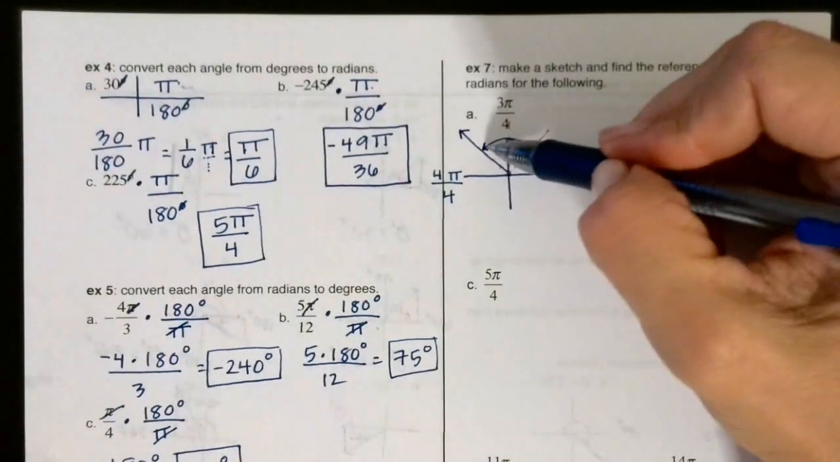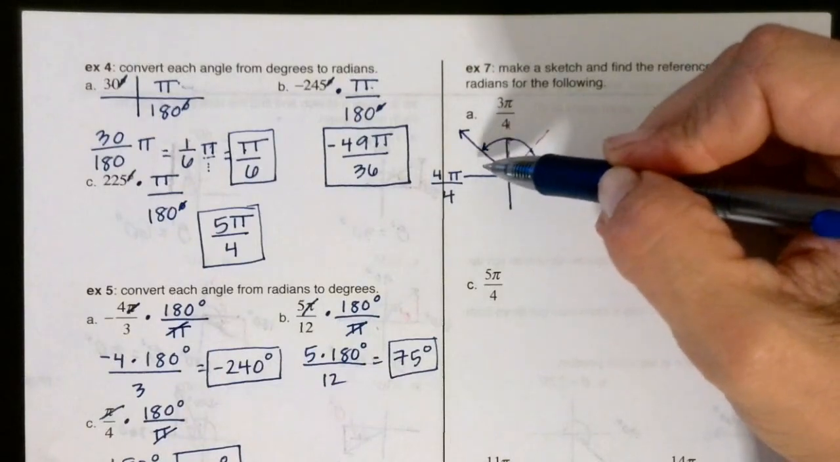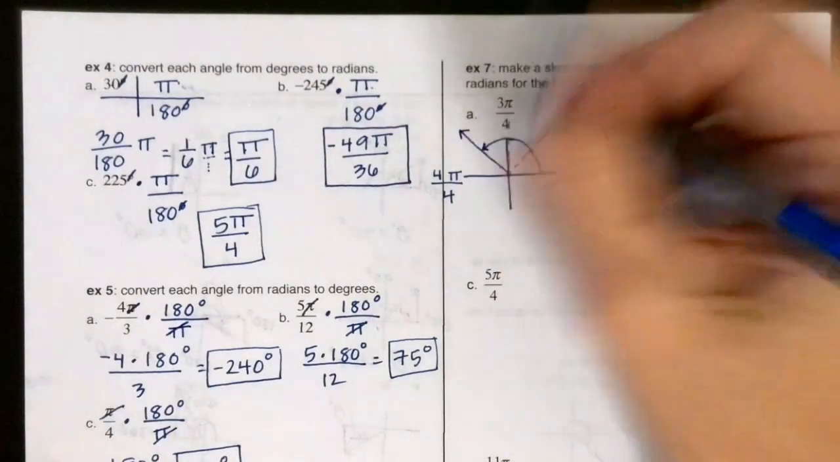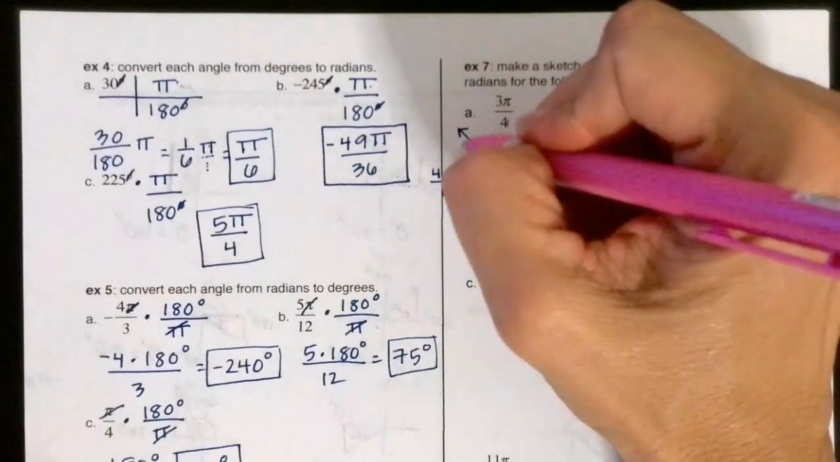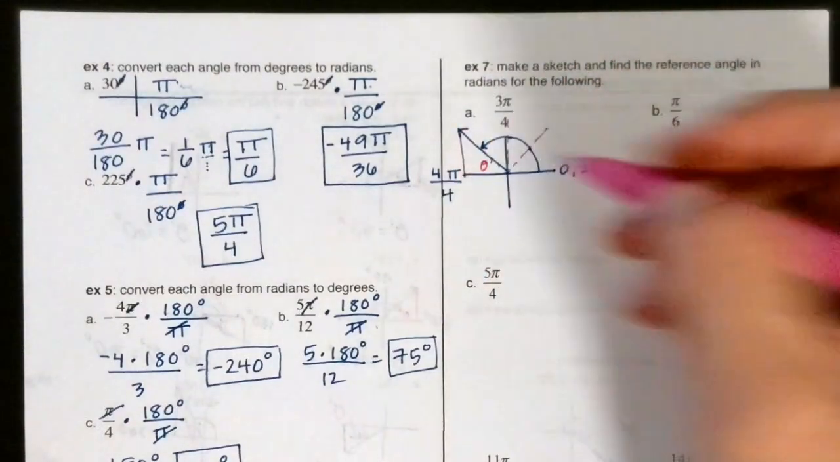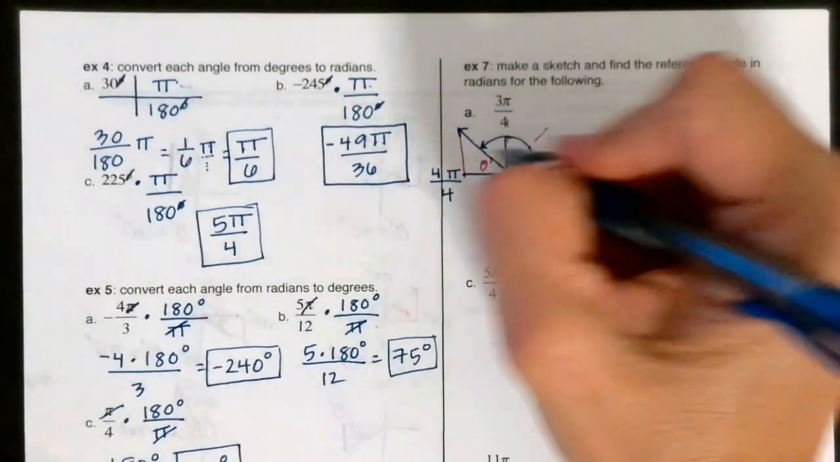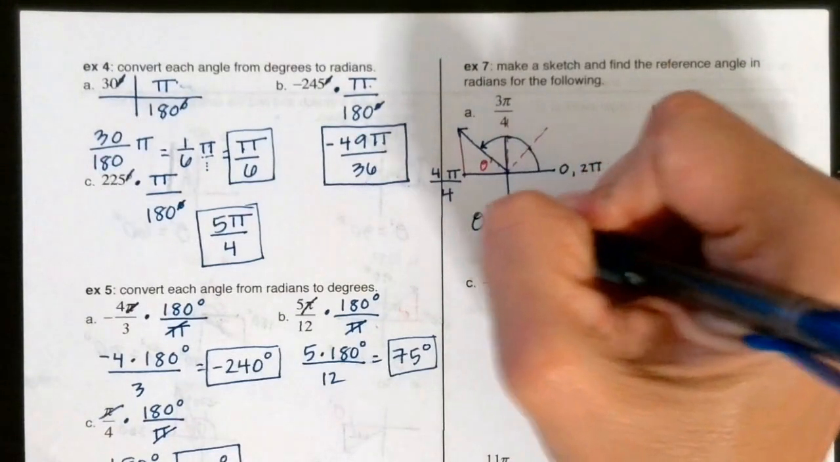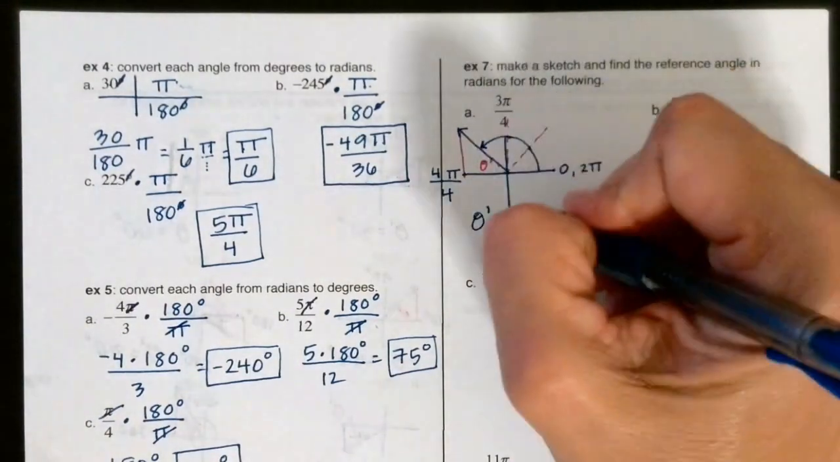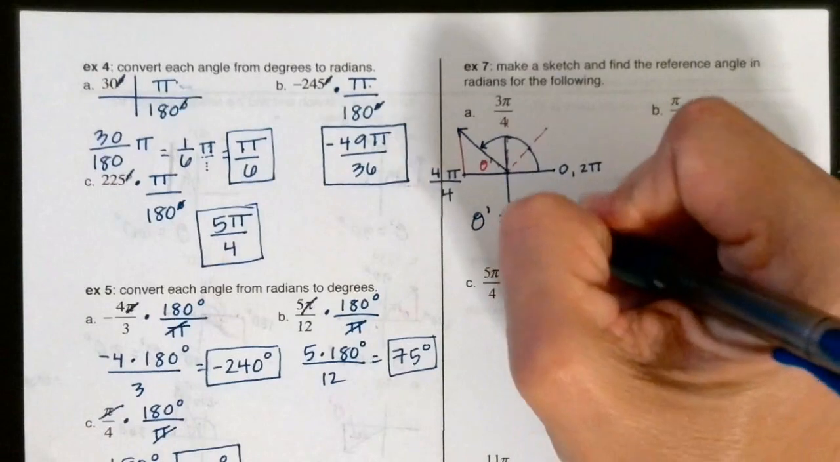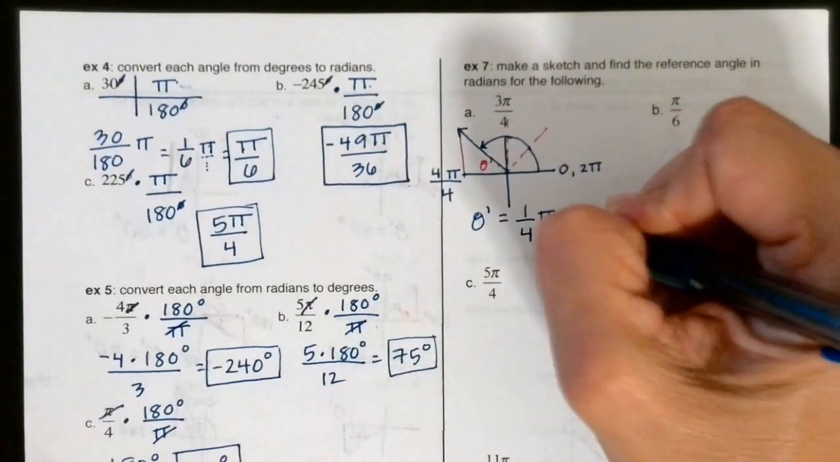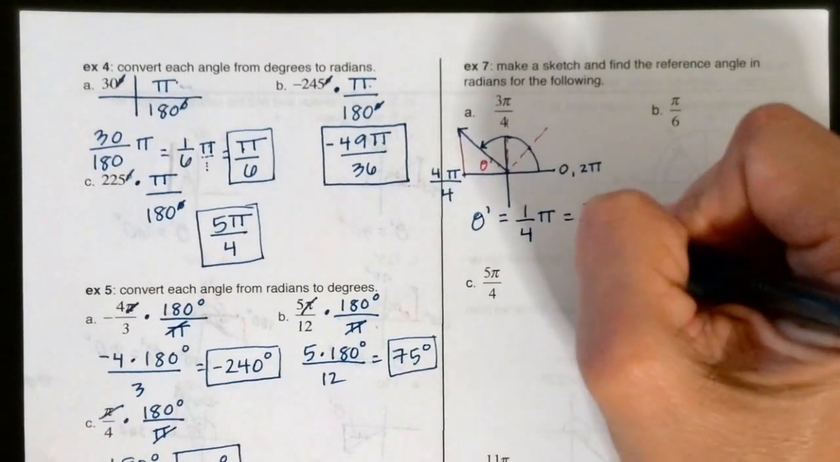So if this is 3/4 and you have a whole fraction right here, this itty bitty bit is our reference angle right here, and that's going to be 1/4. But we're in units of radians, so it's going to be 1/4 of pi, or pi over 4.